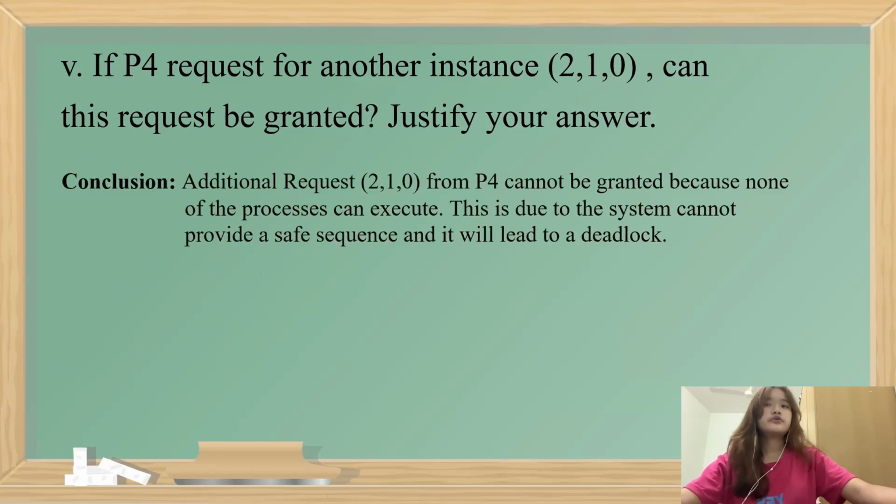Conclusion, the additional request 2, 1, 0 from P4 cannot be granted because none of the processes can execute. This is because the system cannot provide a safe sequence and it will lead to a deadlock. This is all of our presentation. Thank you.